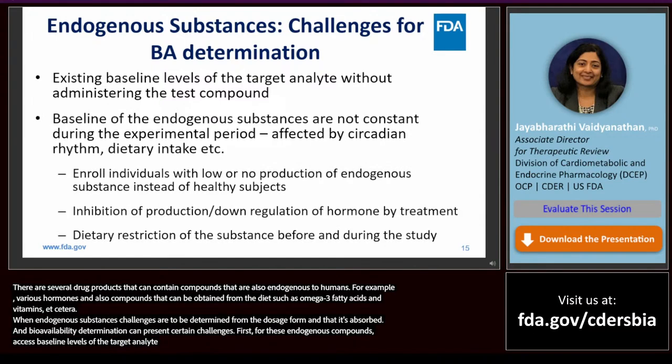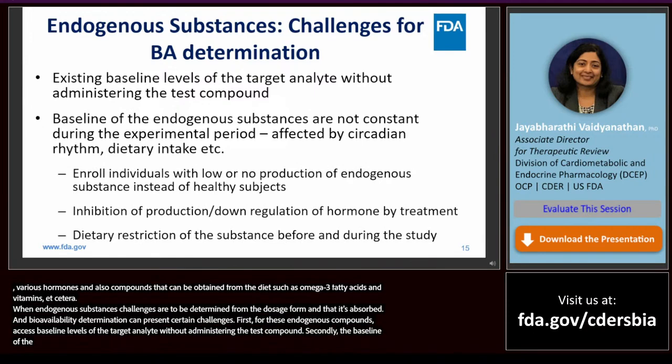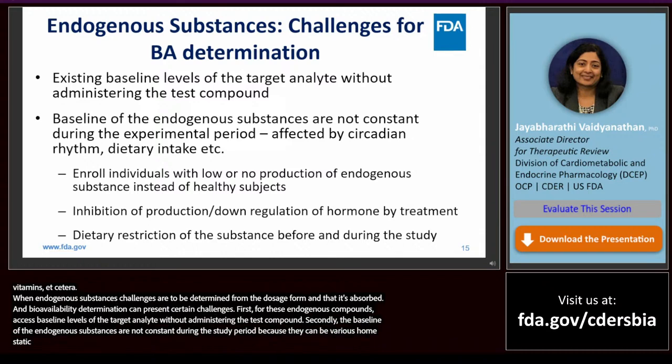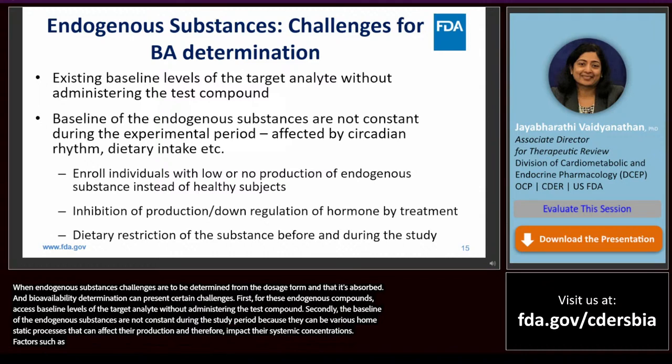And secondly, the baseline of the endogenous substances is not constant during the study period because there can be various homeostatic processes that can affect their production and therefore impact their systemic concentrations. Factors such as circadian rhythm and dietary intake influence the baseline of endogenous substances.